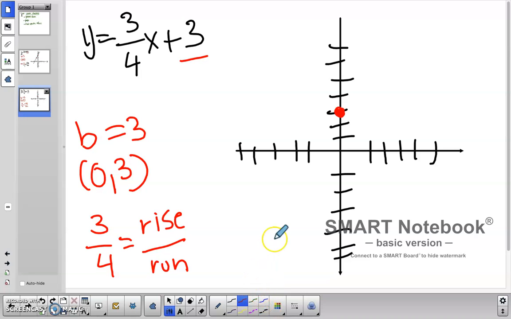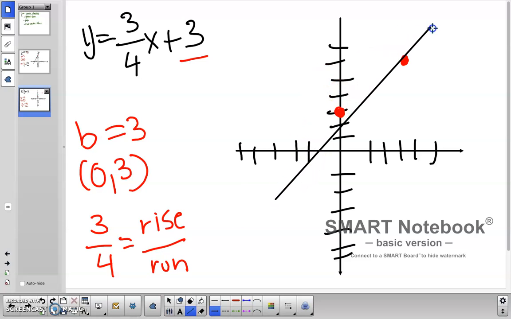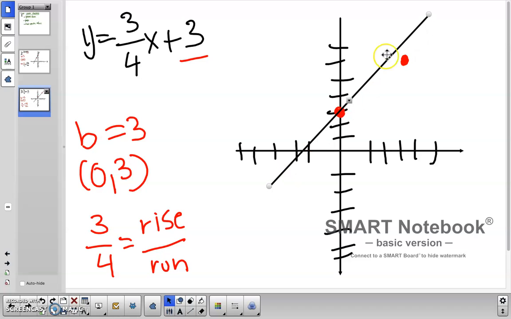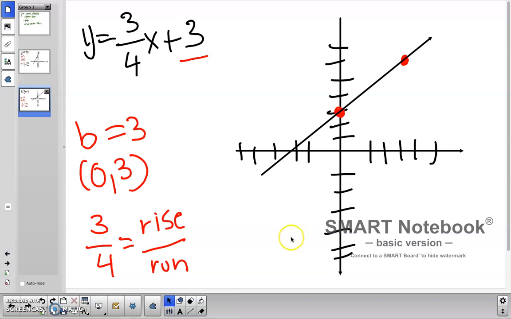So if 3 is my rise, I'm going to go up 3, so 1, 2, 3. In this case, I'm going up because I have space, so 1, 2, 3. And then I'm going to go to the right 4, so it's going to be 4, right about there, okay? Now I'm going to put a line through that. Make sure it goes through where I need it to go. And there we go. That is the line.